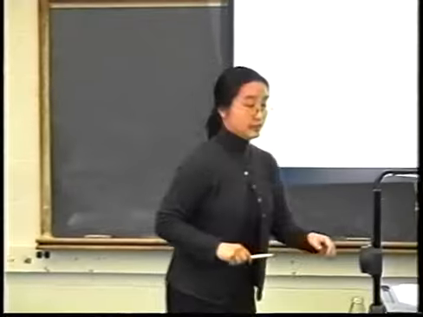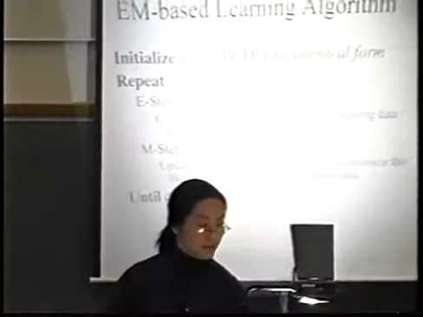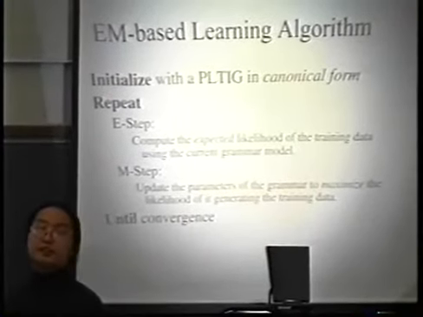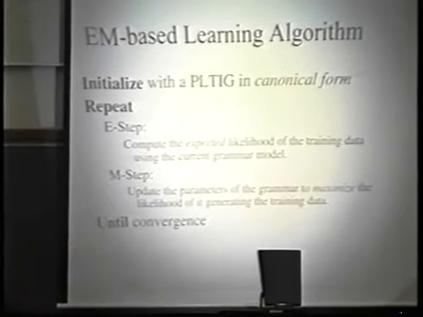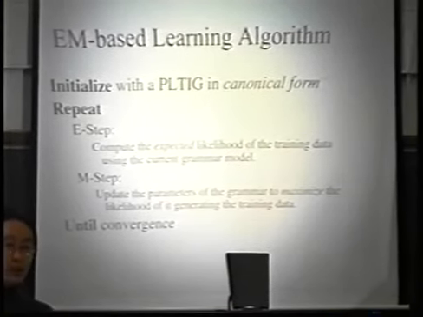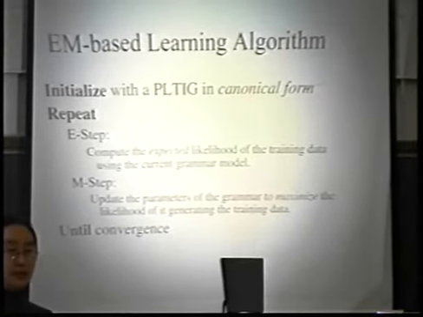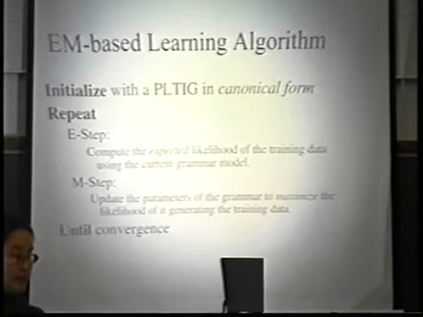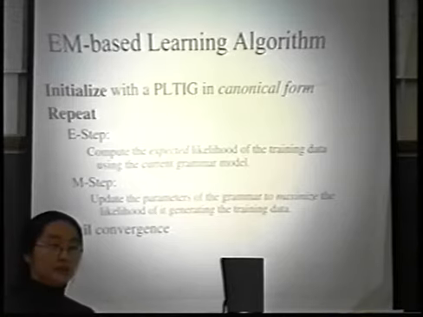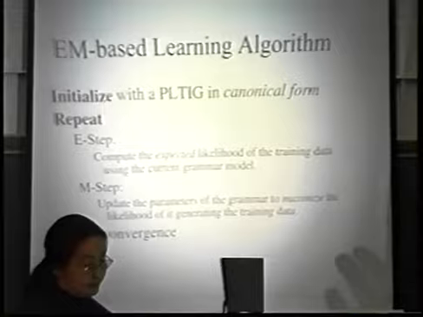Here's an overview of the algorithm. It's basically an iterative refinement process. So we start off with the grammar in a canonical representation. And then we iteratively try to compute the expected value of seeing the training data given the current model. And then next we try to maximize the parameters to generate the training data that we have seen. We continue this until we converge.